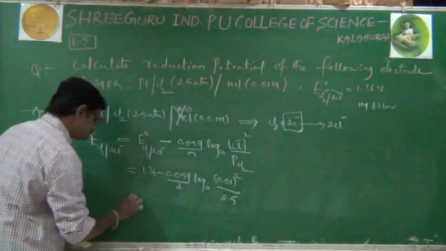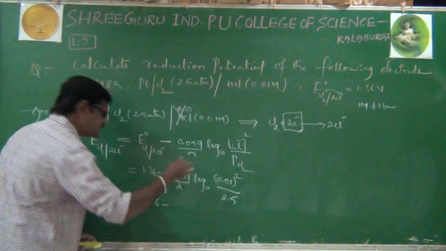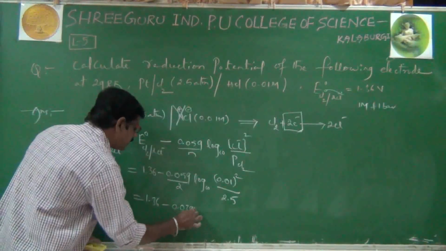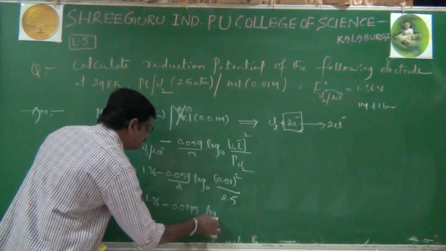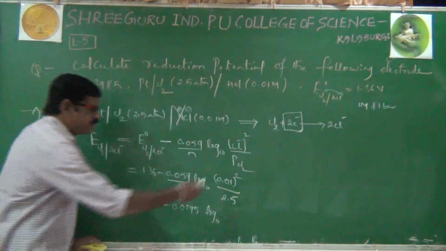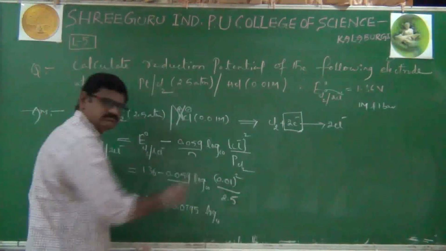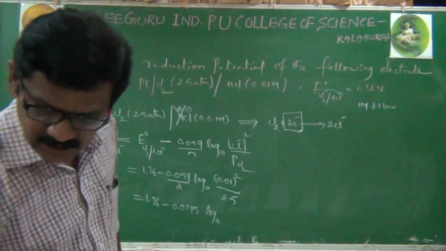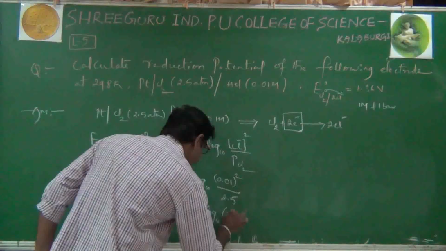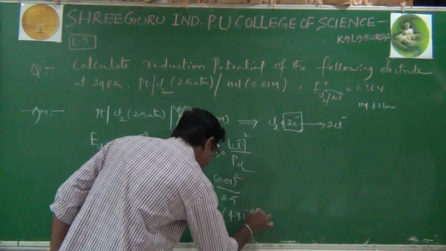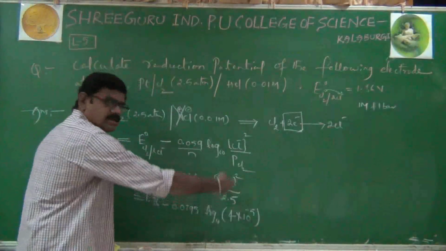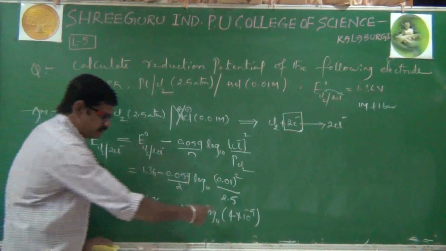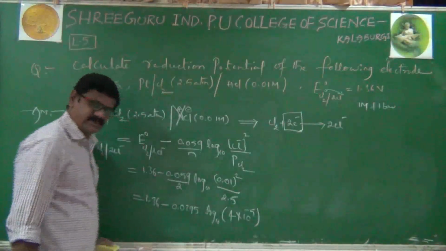2.5, that is nothing but 1.36. If you divide this value, you get 0.0295 and log base 10. And if you simplify this entire value, then we'll get 4 into 10 to the power of minus 5. Of course, it is a mathematical calculation. You have to do that. Then log 4 into 10 to the power of minus 5.